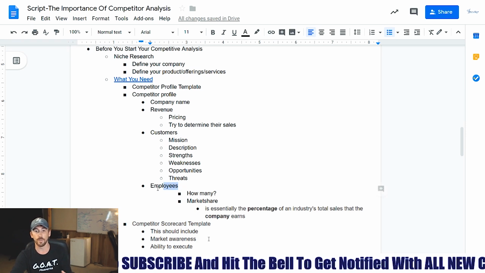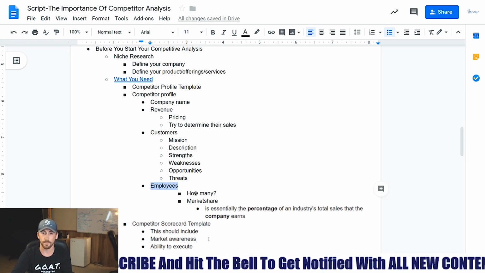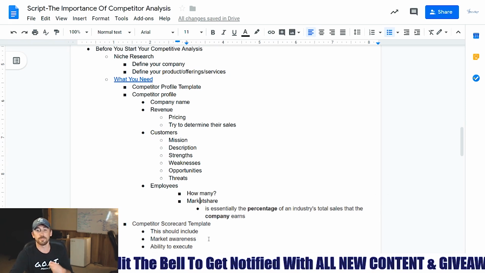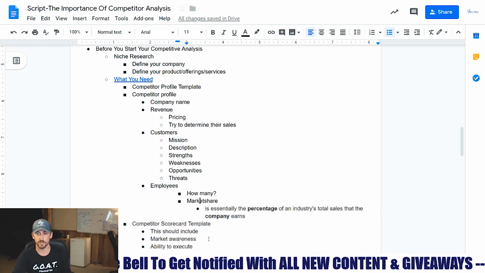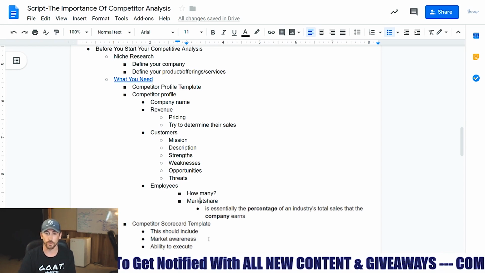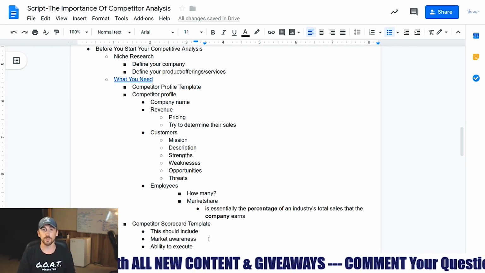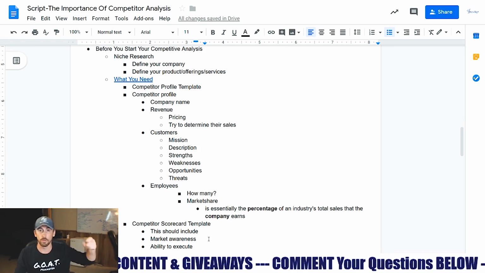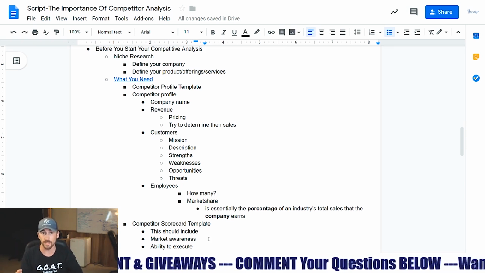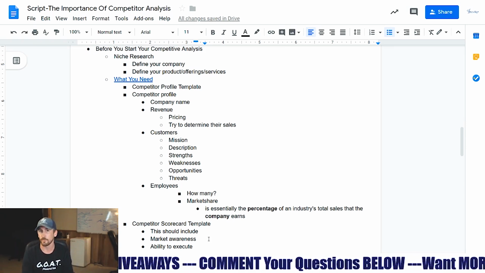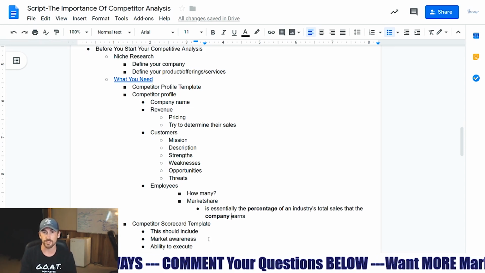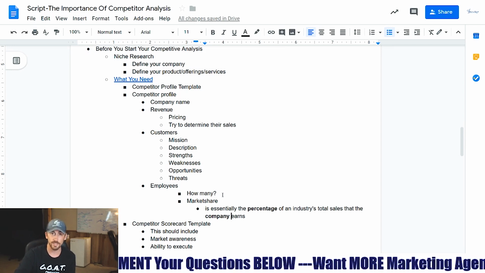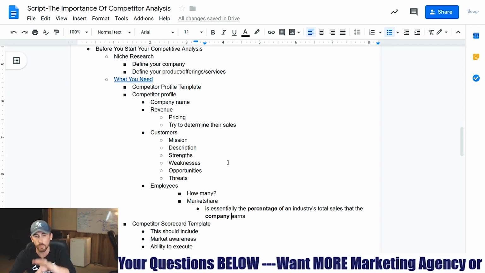analysis. How big is their company? How many employees do they have? What is their market share? All right, and this is essentially the percentage of an industry's total sales that the company earns, okay? And what this is going to be able to tell you is if they own 50% of the market share, you're going to have to do a large amount of work to make sure that you take some of that market share from them. If you don't have any market share, you're not selling products or services, right? So that is something that you want to understand, so you also know where your business lies.